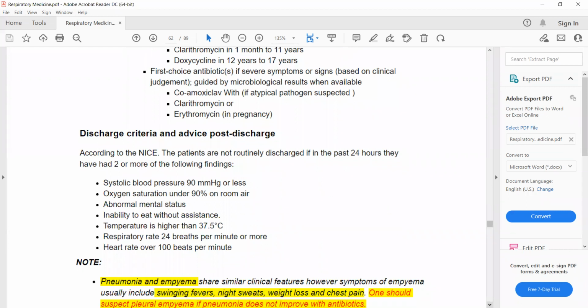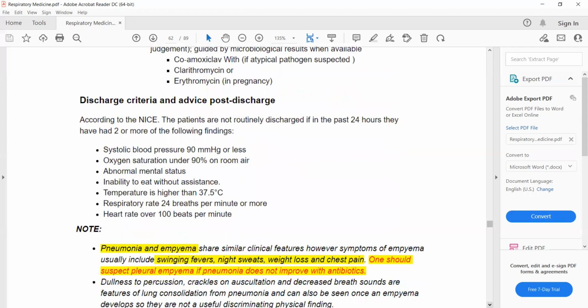Discharge criteria: when to discharge a patient with pneumonia from hospital. The patients are not routinely discharged if in the past 24 hours they have had two or more of the following findings. So if any two of these findings are present, then we will not discharge the patient. Otherwise, we'll discharge the patient.